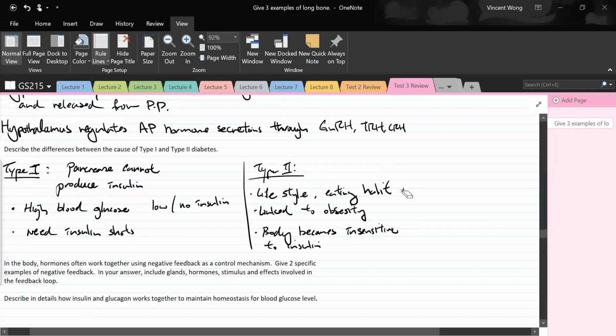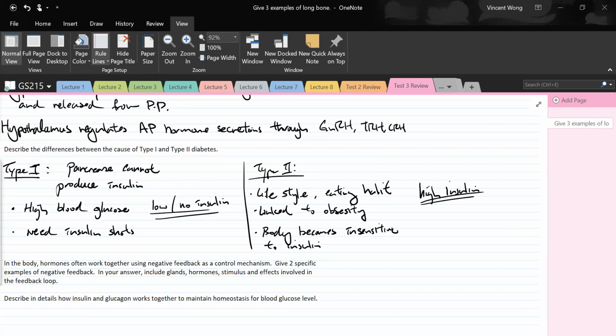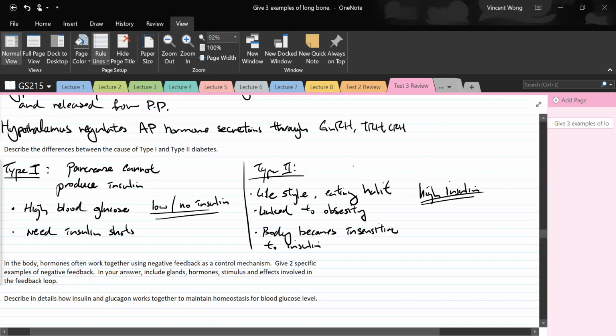So this would actually have high insulin in the blood. Your body is not responding well to the insulin, because there is a constant high sugar level in the blood, and then your pancreas makes more insulin to try to absorb the excess glucose, but eventually your body just doesn't respond well to it anymore. So in this case, it won't help if you give the patient more insulin shots, because they're just not going to respond to it.